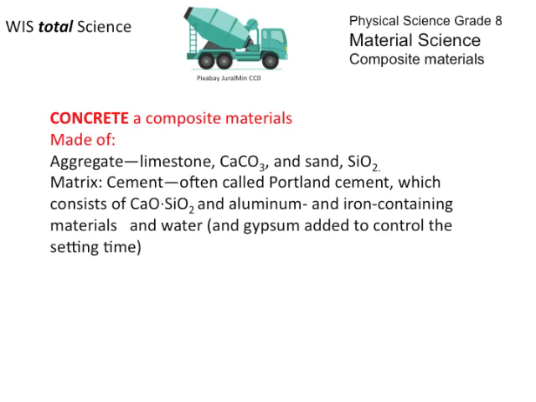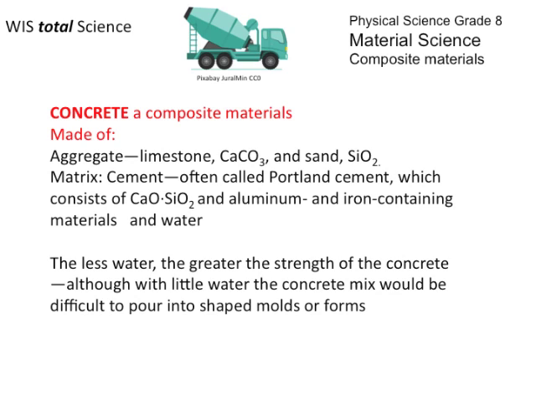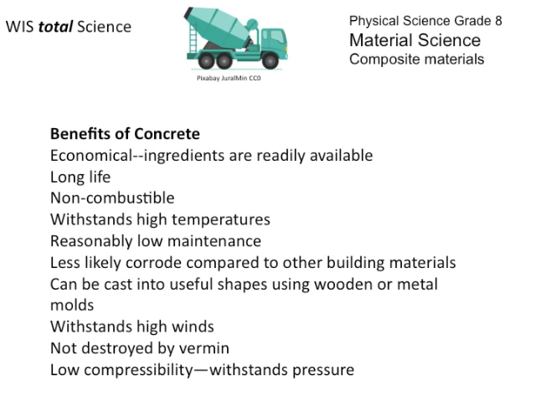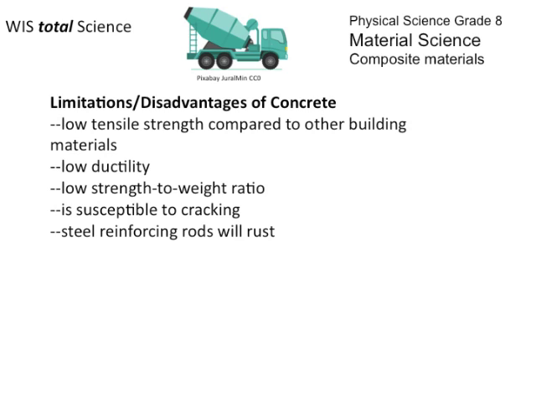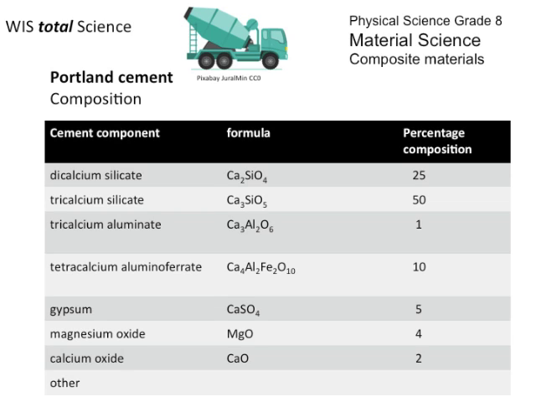So we've got the aggregate, mainly chippings, which is limestone, and the sand, which is silicon dioxide, and the cement, which are calcium silicates and calcium aluminum silicates. What are the benefits? It doesn't burn, has a long life, low maintenance, can mold it, but it can be susceptible to cracking, and any steel reinforcing will rust.